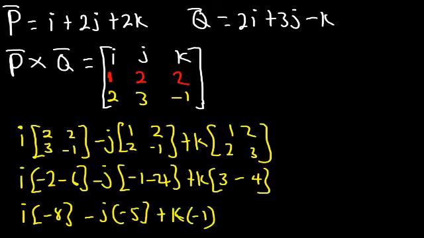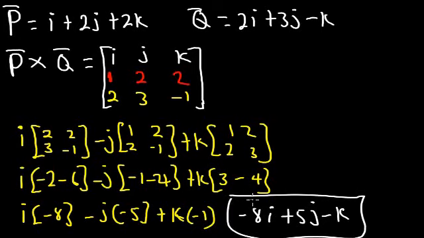And finally, if we expand that, we will end up having the new vector to be negative 8i, positive 5j, negative k. Perfect. Now is to determine the magnitude of the cross product. We eventually got the cross product to be negative 8i plus 5j minus k. Right? Perfect. So let me get rid of this.